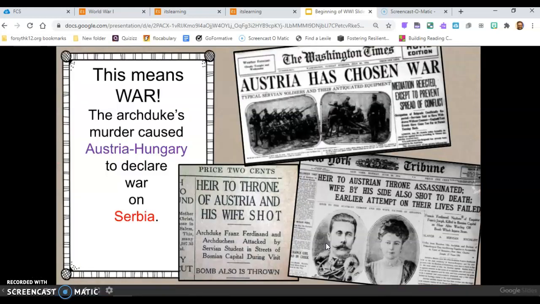And so the Archduke's murder caused Austria-Hungary to declare war on Serbia. And so you could see these newspaper headlines. Austria-Hungary decides that war is their option. And so that's certainly not a world war. It's just Austria-Hungary and Serbia, at least at first.